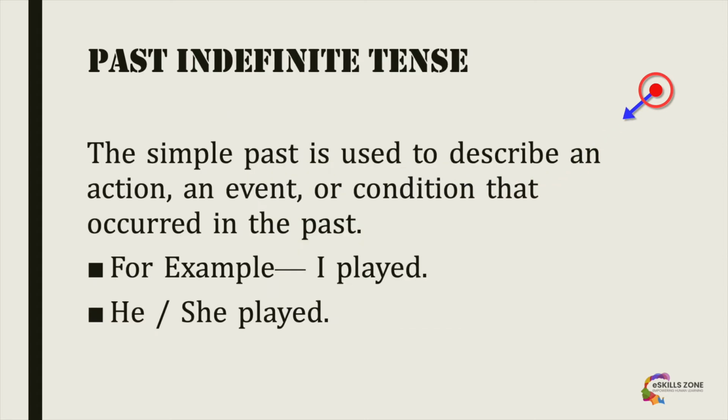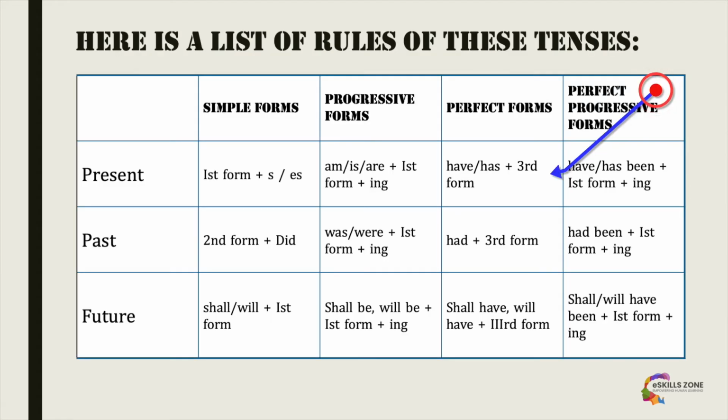The simple past is used to describe an action, an event, or condition that occurred in the past. For example, I watched a video, I drank water, I played, I studied, I ate food, I took a shower. In past indefinite tense, the helping verb is did. D as in David, I as in ice cream, D as in David. So did is a helping verb in past indefinite tense.